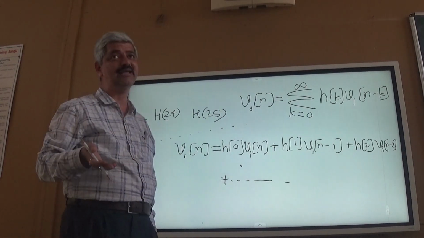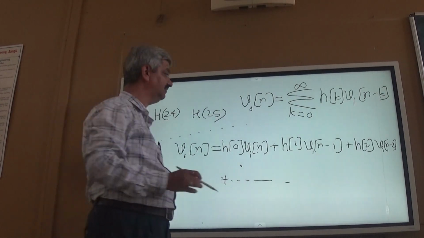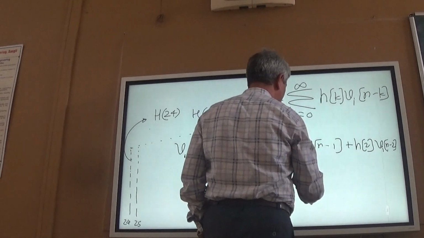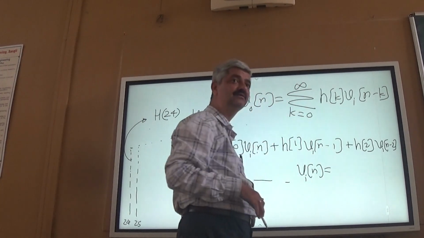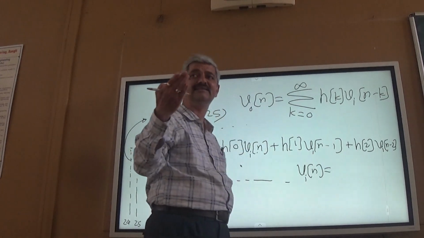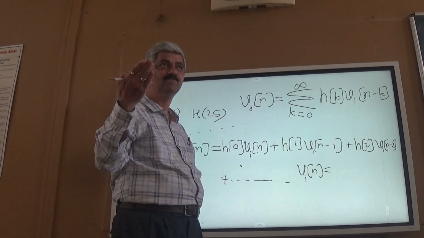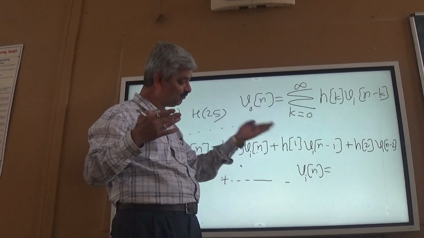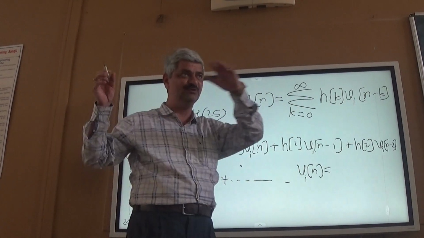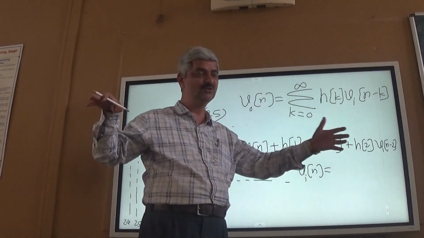By the way, what is V_on? V_on or V_in n? What is V_in n? Current input. What is it representing? Actually, this was not there earlier. Earlier, I had a continuous input, continuous output. What is V_in n?